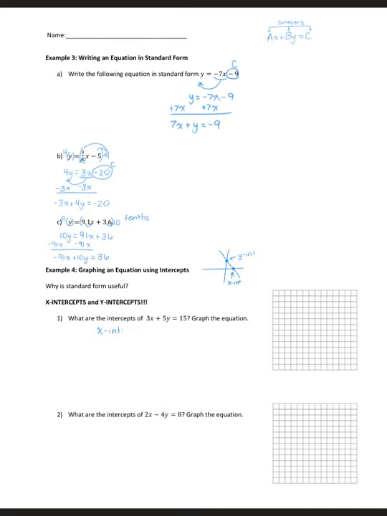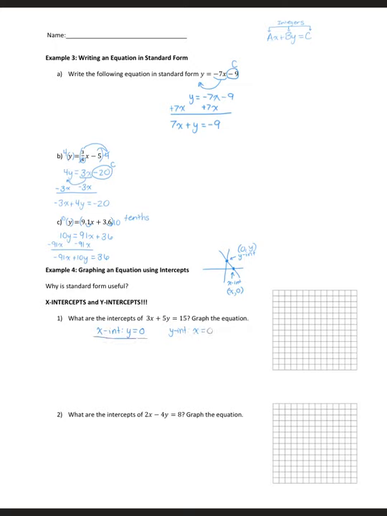Now, for any x-intercept ever, your y value is always going to be 0. Okay, because you're not going up or down at all. For your y-intercept, your x value is always going to be 0 because you're not moving left or right. And that's the key to finding these intercepts. So if you're looking for an x-intercept, set y to 0. If you're looking for a y-intercept, then x must equal 0.